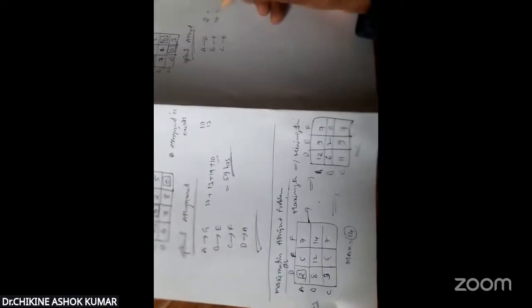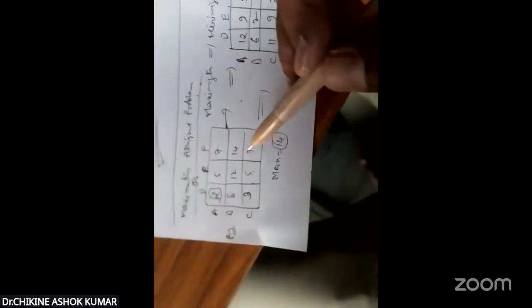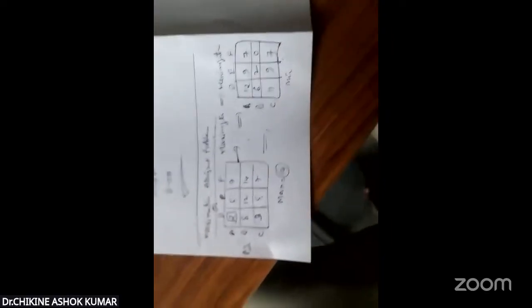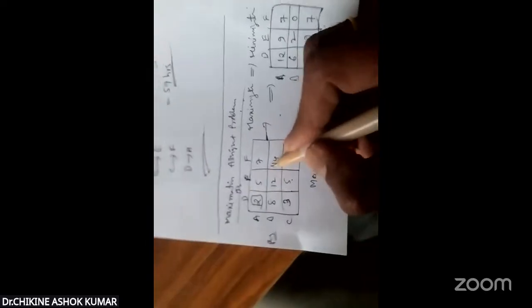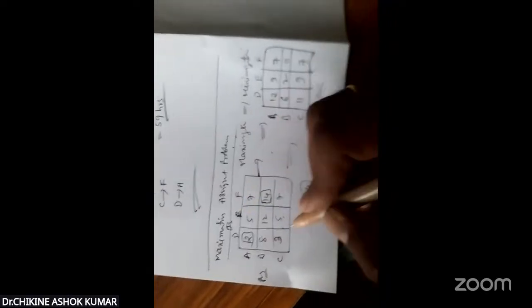Next, B is assigned to F. This is 14, plus C is assigned to E, which means 5. So this is the answer: 19, plus 2 is 21 hours. This is the final answer. We can check whether it is correct by looking at the entire matrix: the maximum number is 14, so that is definitely assigned here. B is assigned to F means 14 is here, and that 14 will be present in the final optimal assignment. So this is the final assignment.